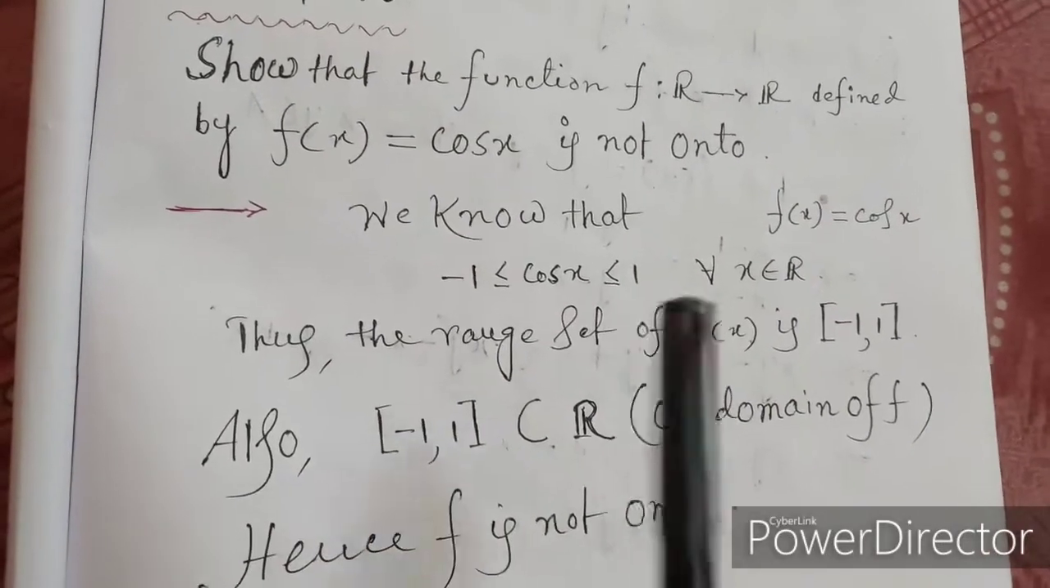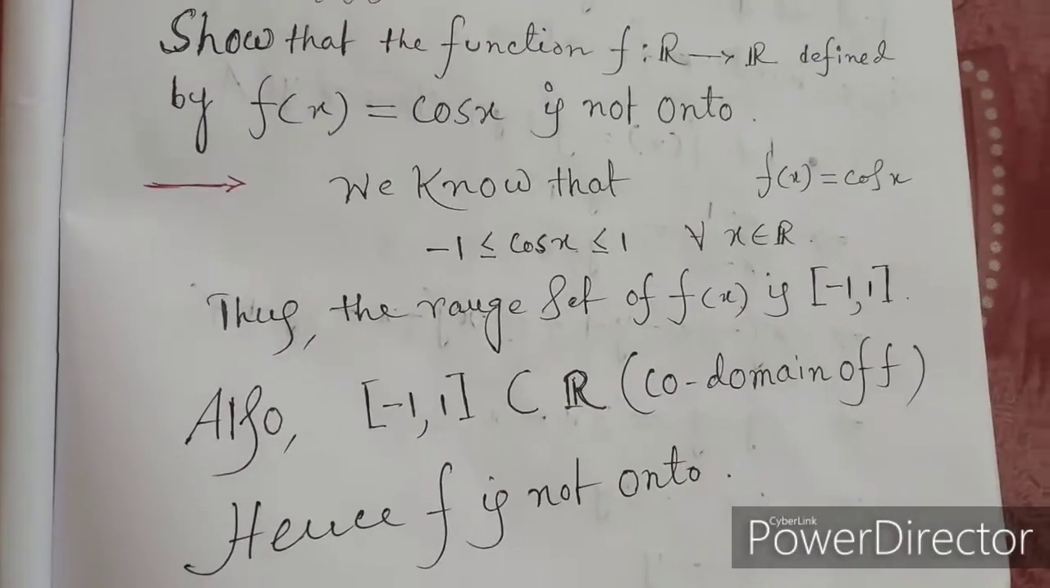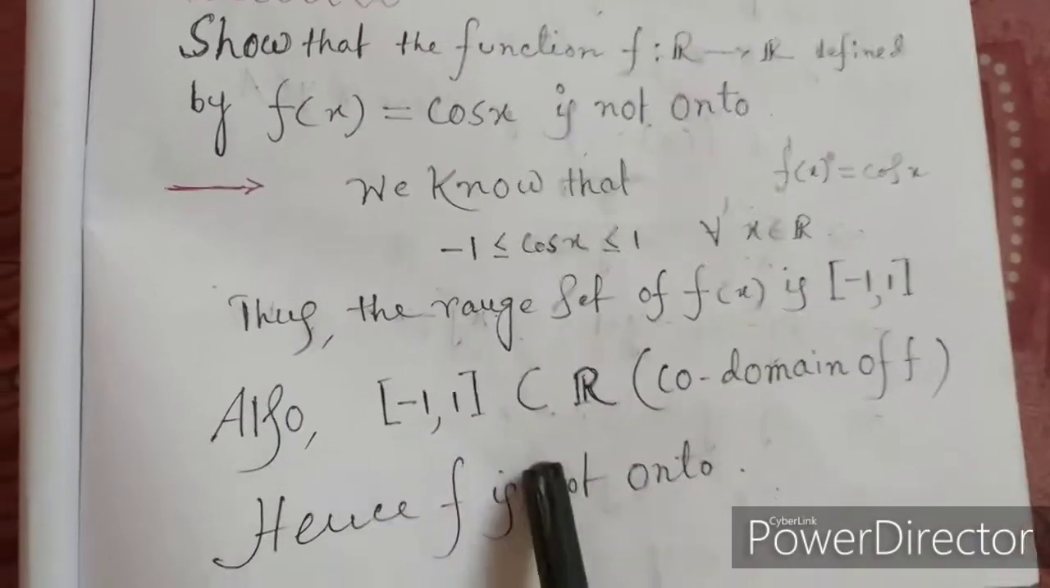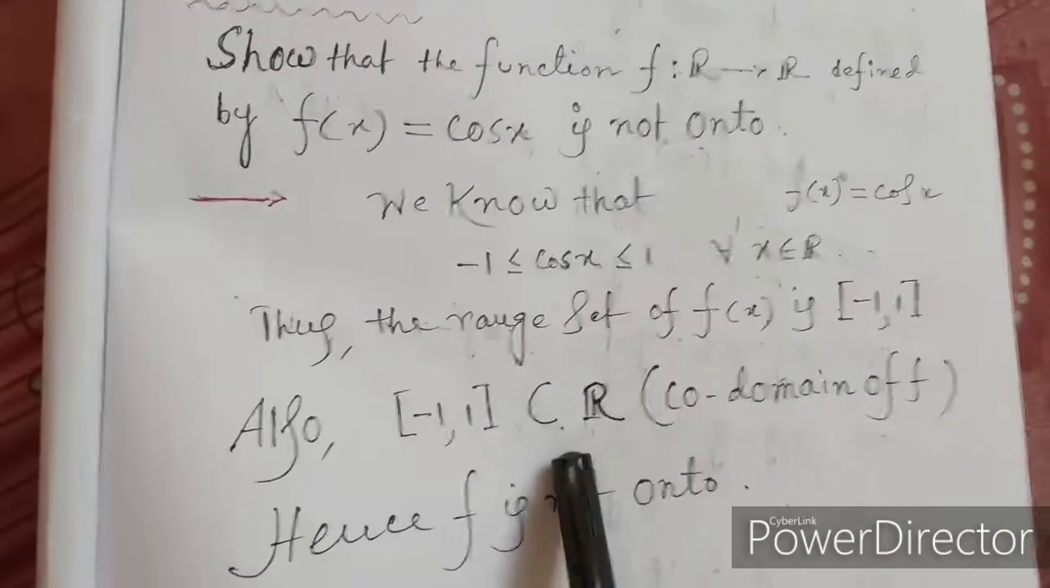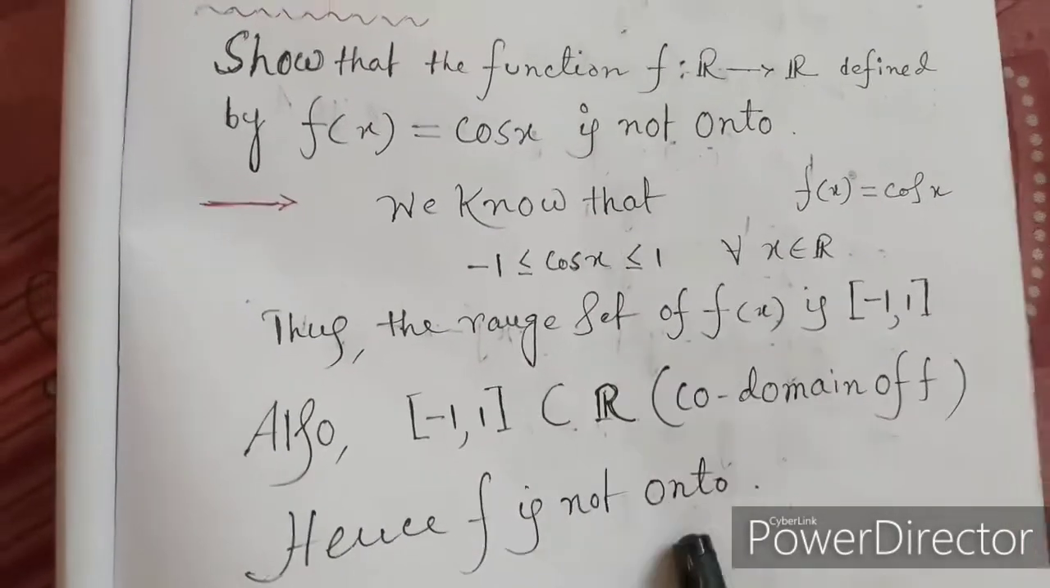If the range and codomain are equal, then the function is said to be surjective. But here the range is a proper subset of the codomain. That's why the function is not a surjective function or onto function. Clear?